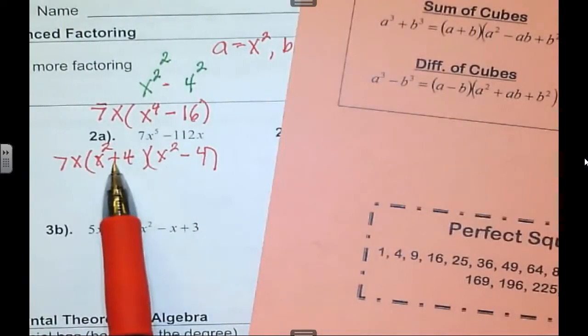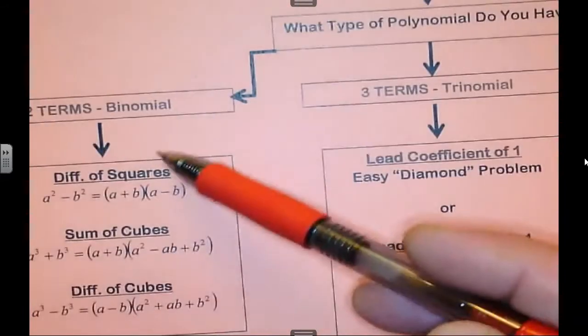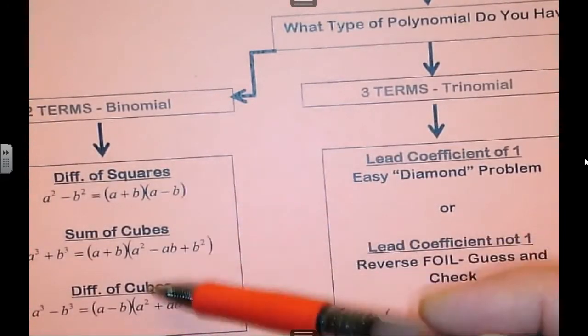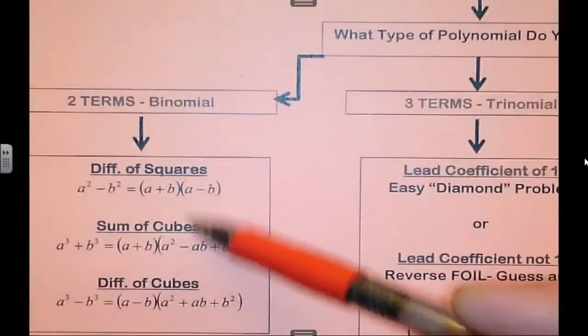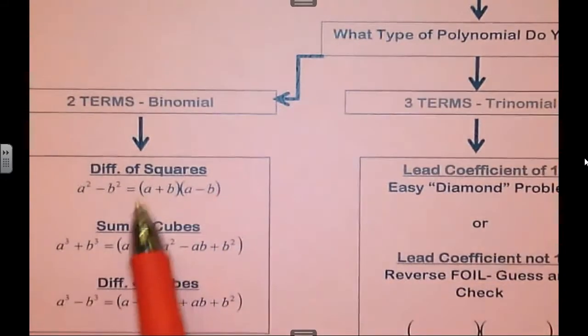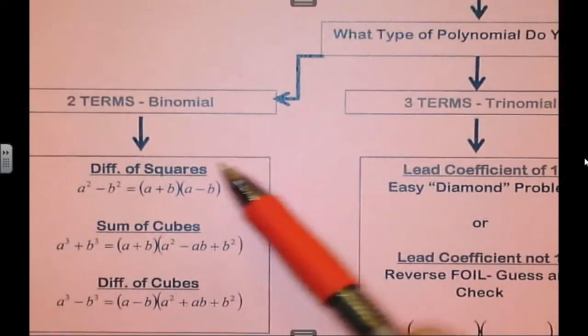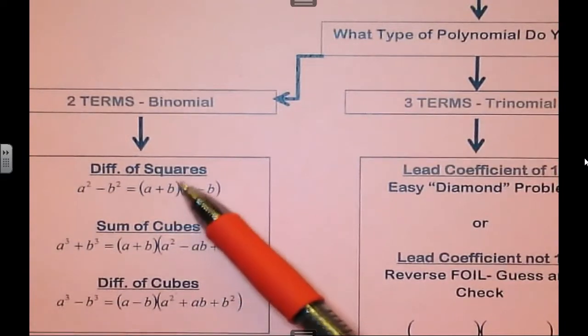Yeah, but it's not a difference. This is a sum. Is there a sum of squares on here? Is there a sum of squares on your chart? No. There's a difference of squares. We can factor that, but there's no sum of squares on it. You got a sum of cubes, but I don't have a sum of squares.